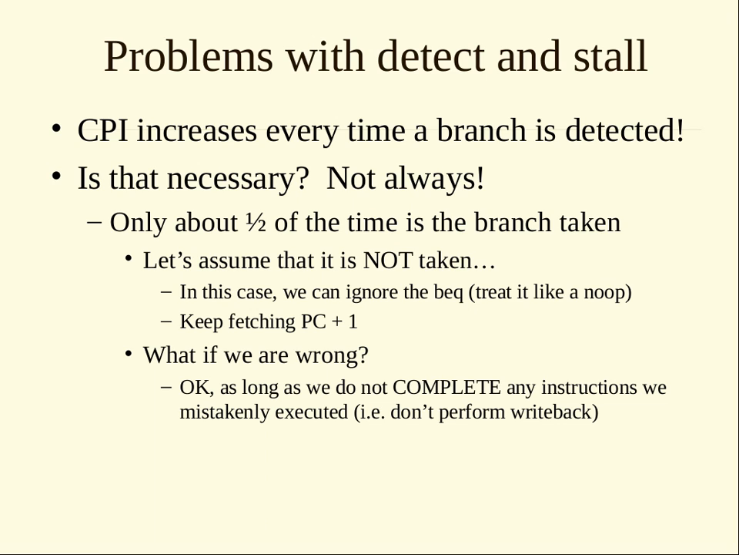Alright, CPI increases every time a branch is detected. Is that necessary? One of the beautiful things of branching is you're either going to take it or not. So if you take a guess, what's your accuracy? 50-50. Right, 50%. So only about half the time the branch is taken or not taken. Let's assume not taken, because then we don't have to try and fix the offset. We just say it's not taken, and then if we're wrong, we'll fix it.